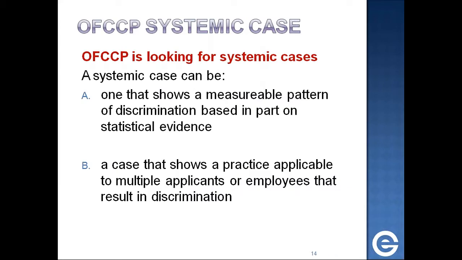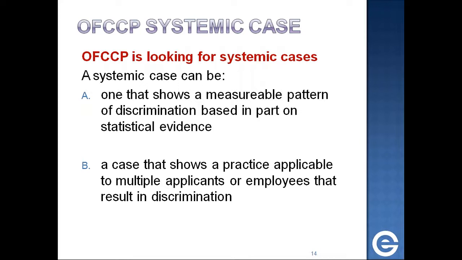So we want to take a look deeper into some specific cases, where once there is an indicator of adverse impact, the compliance officers start to dig. The OFCCP is looking for systemic cases. A systemic case is one that shows a measurable pattern of discrimination based in part on statistical evidence. So they look for patterns. They look for patterns as they go through your adverse impact. They look for patterns in your headcount or your incumbency. They look for patterns in termination, also in compensation.